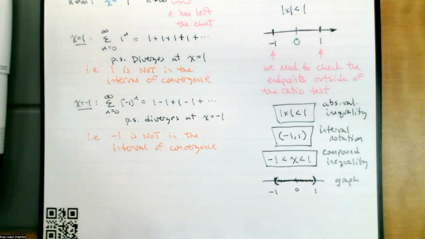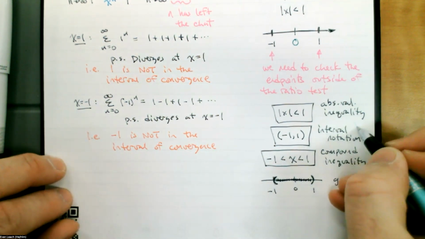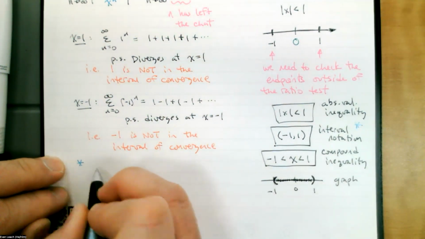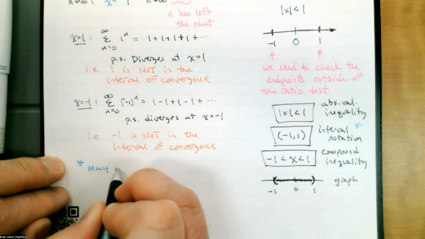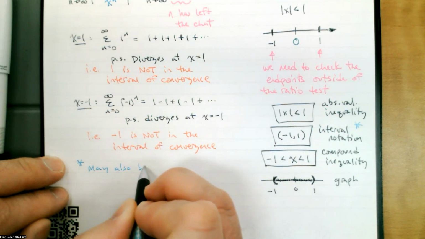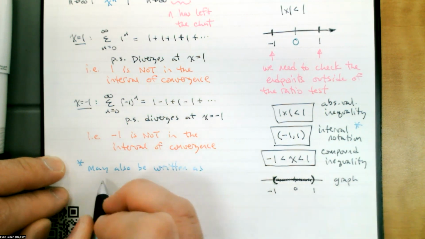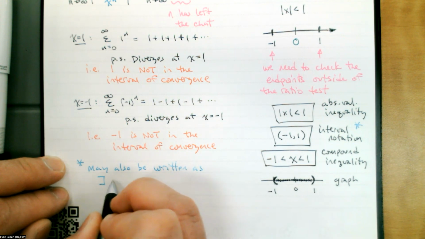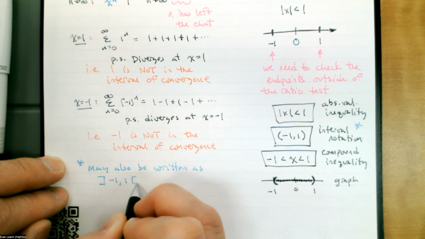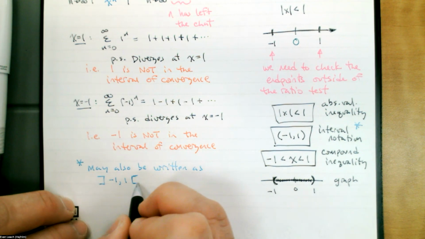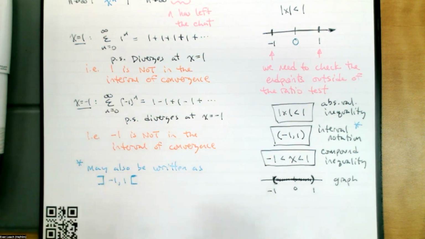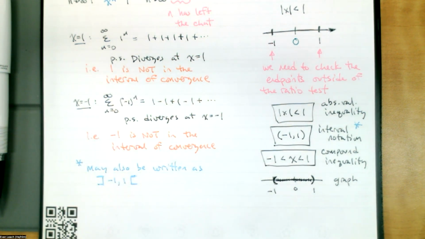So an alternative is to use brackets facing outward. This is another fairly common notation to say the endpoints are not included.